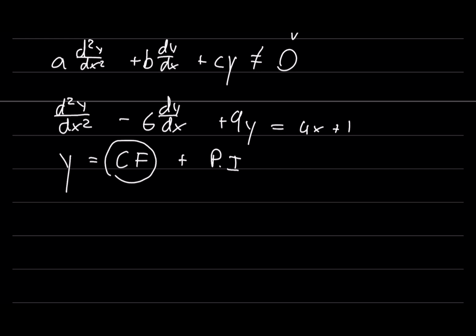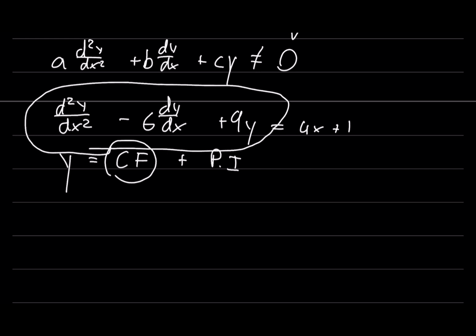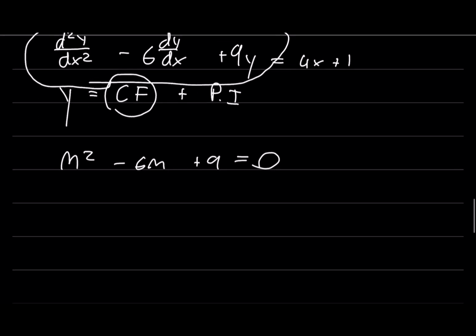So the complementary function deals with the left-hand side. And if you notice, we legitimately just dealt with the left-hand side with our AQEs. So it's the exact same thing as you do with a homogeneous differential equation. So for example, in this case, let's make our AQE first. So we're going to have m squared minus 6m plus 9, and we're just going to equate it to 0 because that's what AQEs are equated to. And then we just have to solve for m.